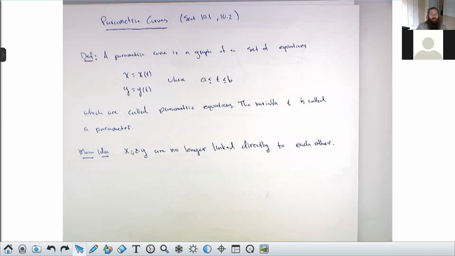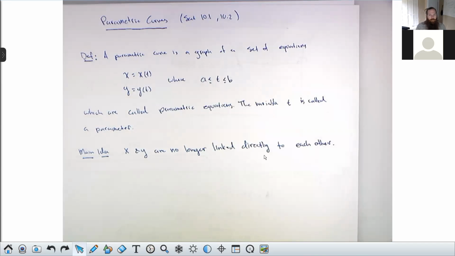Yeah, so the main idea here is that x and y are no longer linked directly to each other. Usually when you have a graph or a curve, it's coming like y equals f of x. You've got some equation that tells you how x and y are related to each other, and that's what determines your graph. That's what determines your curve.